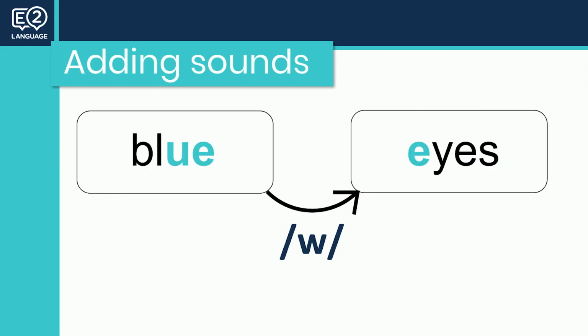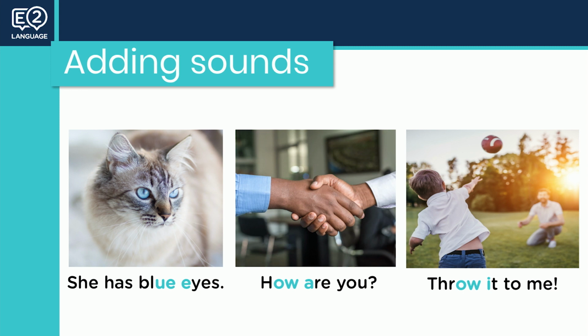So here we have a word ending in an oo sound, and the next word starts with an I sound, a vowel. So we don't say blue eyes, we say blue wise, blue eyes, blue wise. What gets added? Your turn. Take a look at these three sentences, quickly say them, and notice how we're adding an additional w sound. Go.